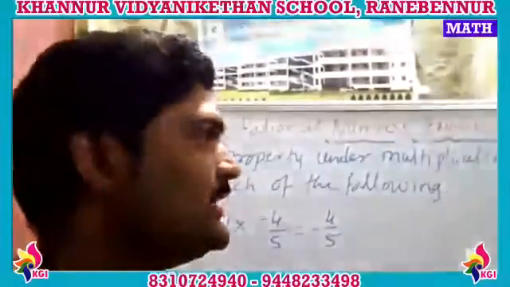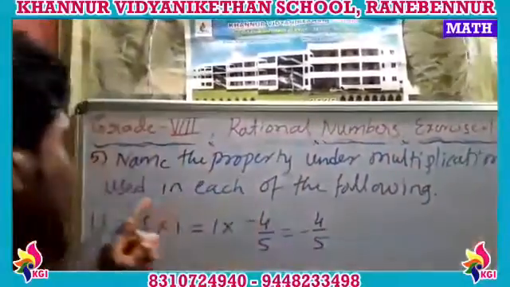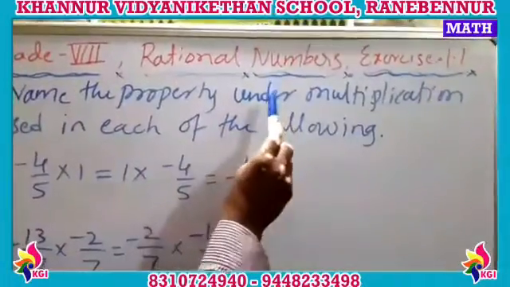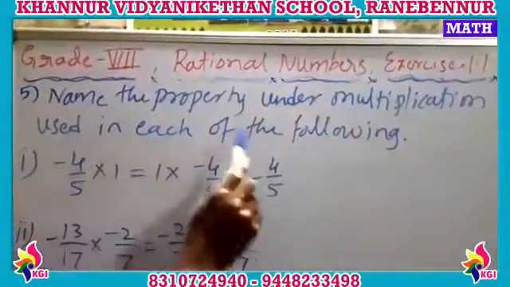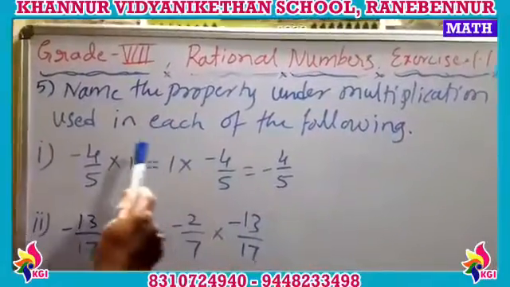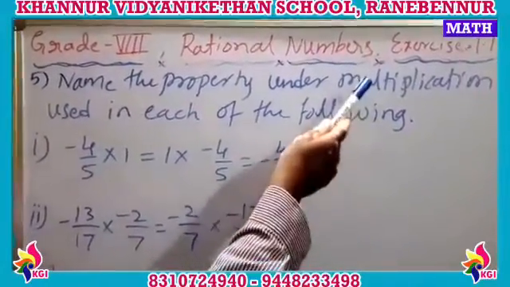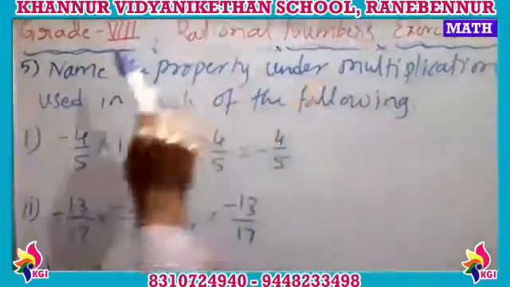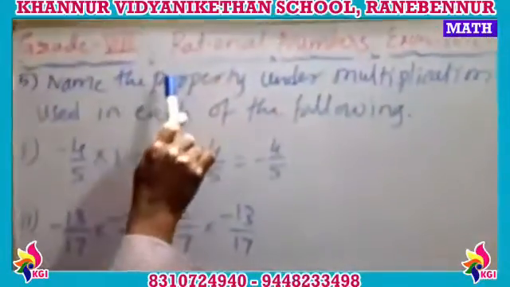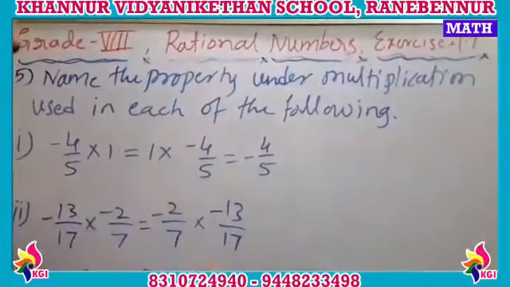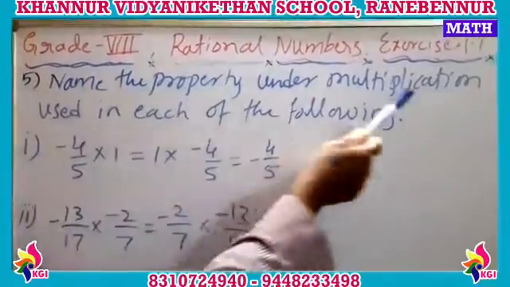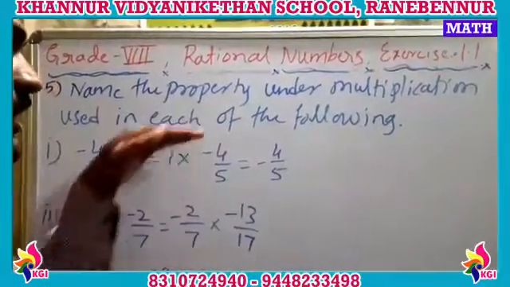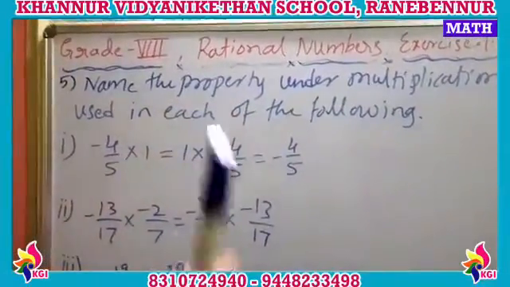Yes, children, again in the next question, name the property under multiplication used in each of the following. See what is being given here? It is being given multiplication. We have to specify here the property which is being mentioned. So where are they? They are here. Check it out.